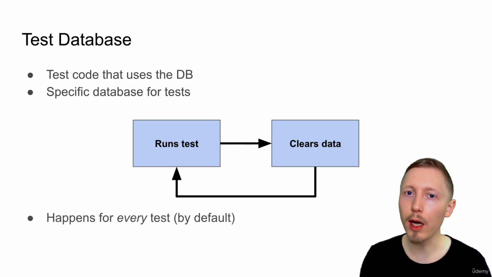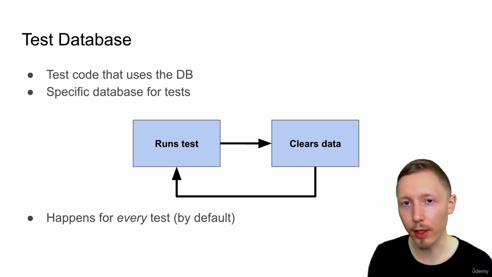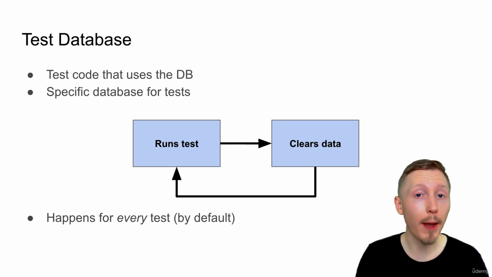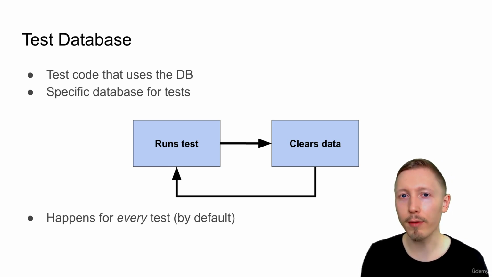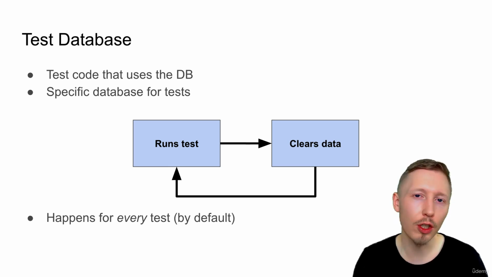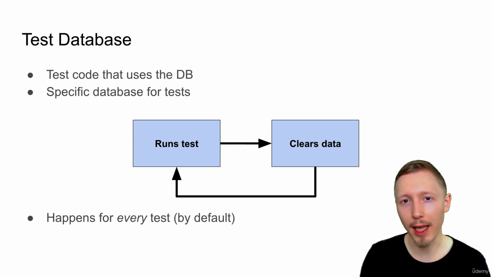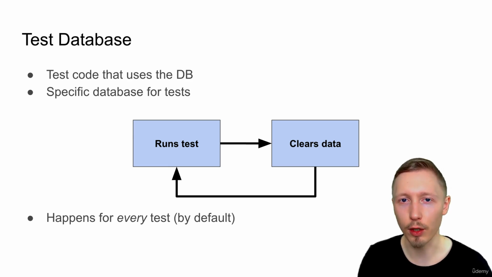However, you can override this behavior, although you don't do it very often. It is possible to override the behavior so that you have consistent data for all of your tests. However, it's not really recommended unless there's a specific reason to do that, because it's ideal to have a clean data set for every test that you run.